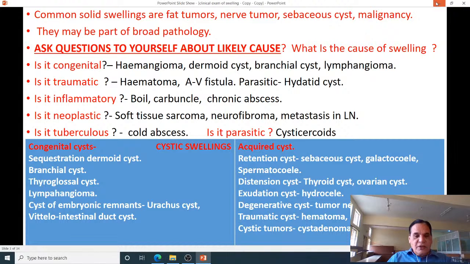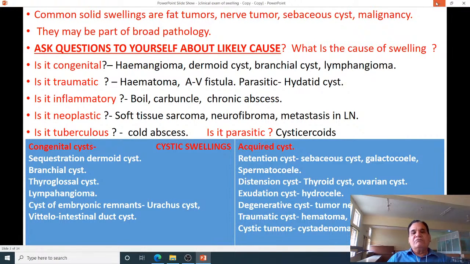Is it tuberculosis? Now you will ask a related question to the patient and the patient says, yes, I was suffering from tuberculosis. Diagnosis is made. It is a cold abscess. Okay. So by asking questions yourself, you are getting the diagnosis. This is the simplest way of coming to a conclusion.